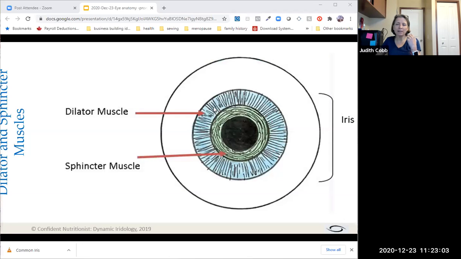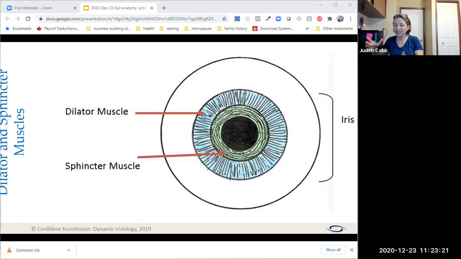The dilator muscle is under sympathetic influence, which means when you're under stress, this is going to activate. It's going to open up your pupil. It's going to dilate your pupil so that you've got better peripheral vision, so you can see if there's a bear chasing you. Okay. And so that is how those muscles work.